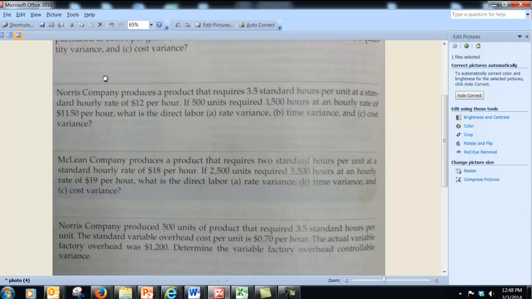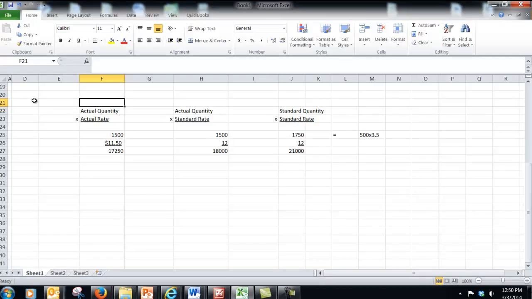Okay, so let's take a look at this one here. Norris Company produces a product that requires 3.5 standard hours per unit at a standard hourly rate of $12 per hour. If 500 units required 1,500 hours at an hourly rate of $11.50, what is the direct labor rate variance, time variance, and cost variance?